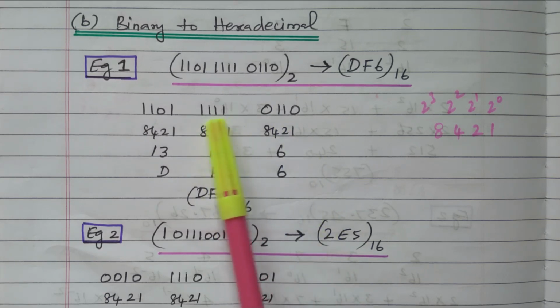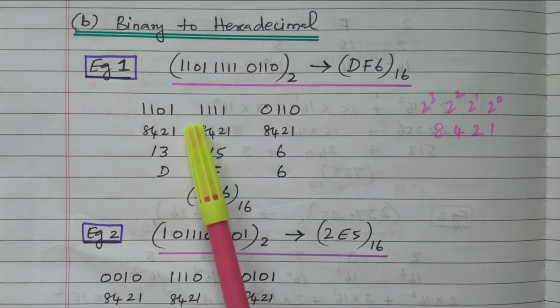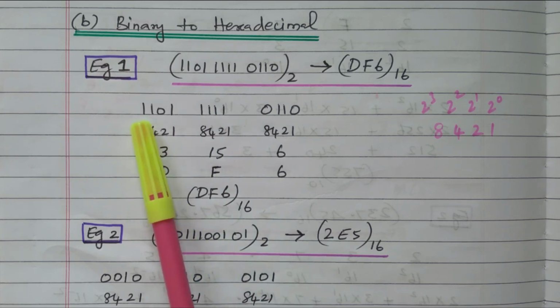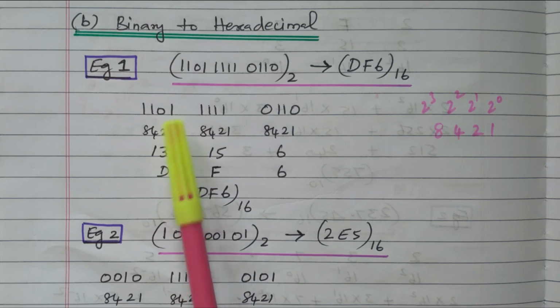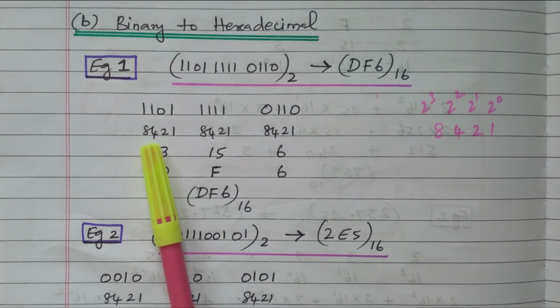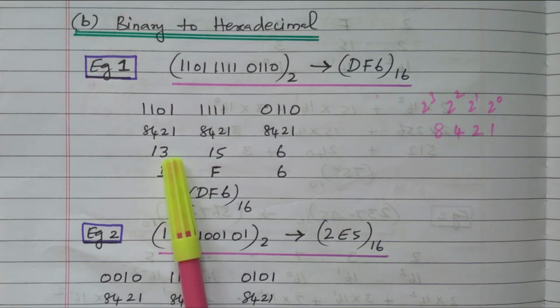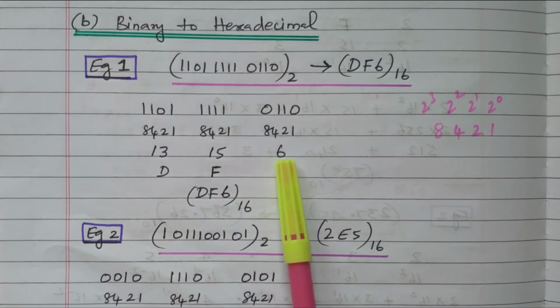Here all ones are available. So 8 plus 4 is 12, 12 plus 2 is 14, 14 plus 1 is 15. Next, 1101: the first 2 digits are available, the third digit is 0, and the fourth digit is available. So 8 plus 4 is 12, the 2 is 0, so 12 plus 1 is 13. So 8 plus 4 plus 1 is 13, and the 2 is not added. Now we got 13, 15, 6.